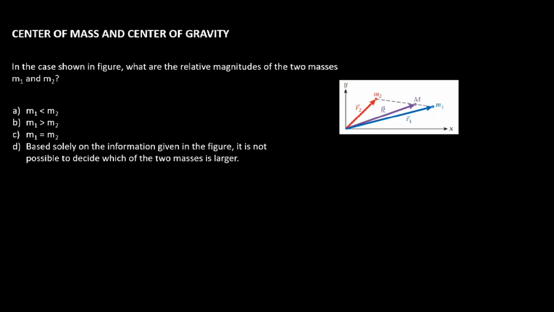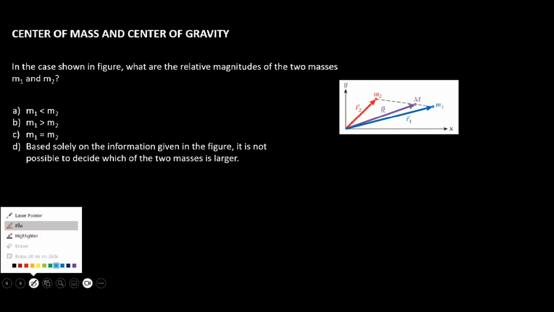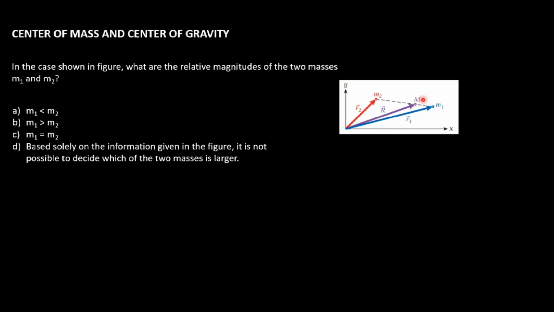Let's take an example. In the case shown in the figure, what are the relative magnitudes of the two masses m1 and m2? So here you have mass m1 and m2, and they have given you the position of the center of mass, capital M. And we need to find what is the relationship between the mass m1 and m2.